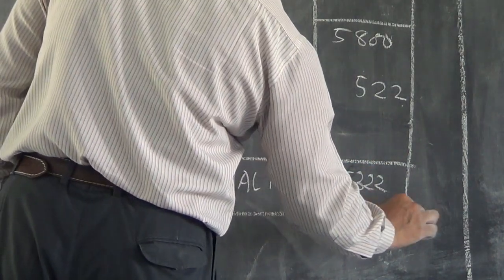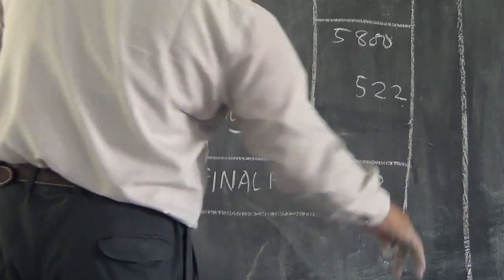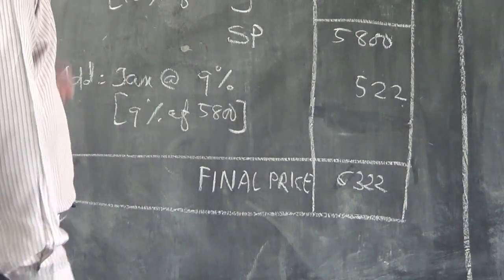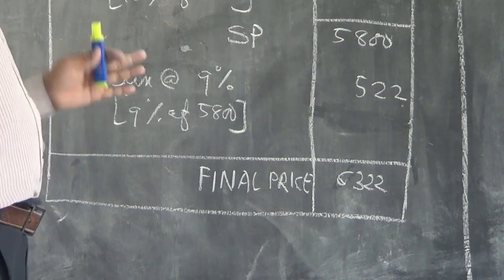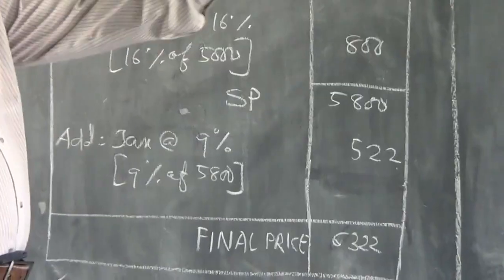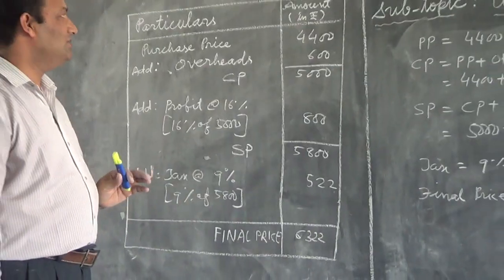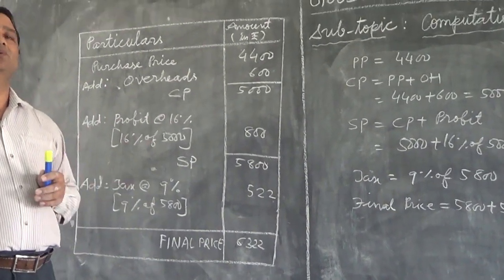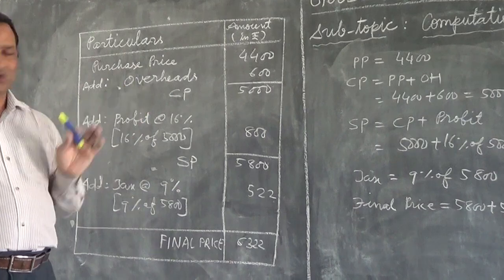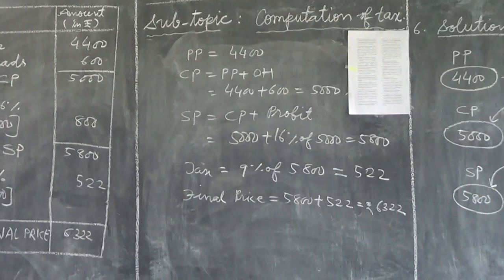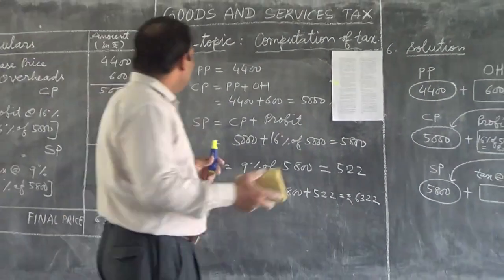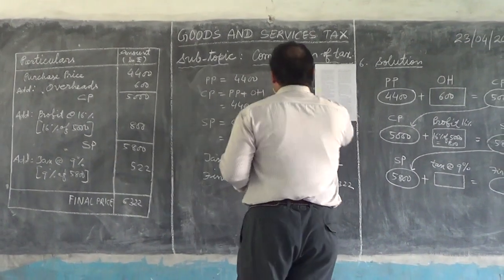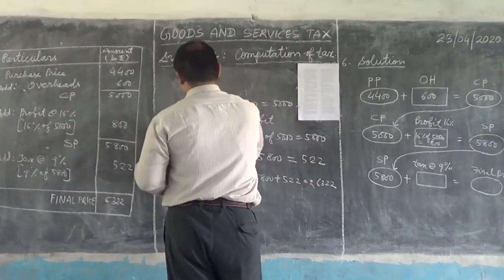And the question is asking to find the final price. So if you do it in the tabular method, it will be okay. Or if you draw the model and then write the solution, that is also okay. Whichever method you are doing, do any one method. No need to do both methods. So next we will be moving to question number 7.